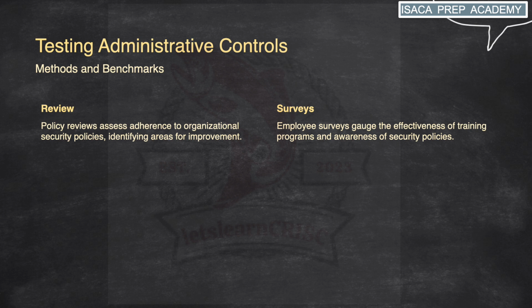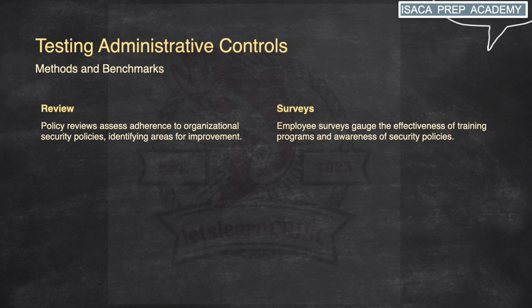These surveys may include questions about the relevance of training content, the clarity of security policies, and employees' confidence in their ability to recognize and respond to security threats. Friends, by analyzing survey responses, organizations can identify strengths and weaknesses in their security awareness efforts and tailor training programs to better meet the needs of employees.